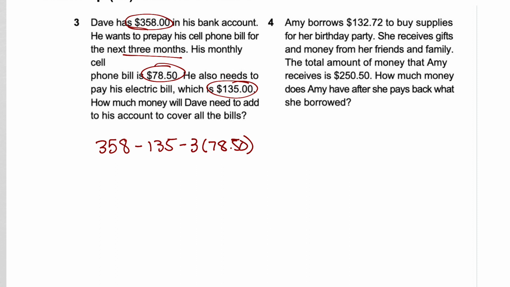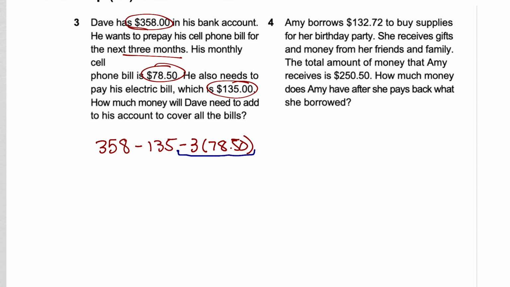So let's look at our order of operations, GEMS. I don't see any groupings. I don't see any exponents. What do I see? Parentheses. These parentheses, which indicate what operation? Multiplication. So let's go ahead and take that -3 times $78.50. Somebody put that in their calculator. Tell me what it is. -3 times $78.50.